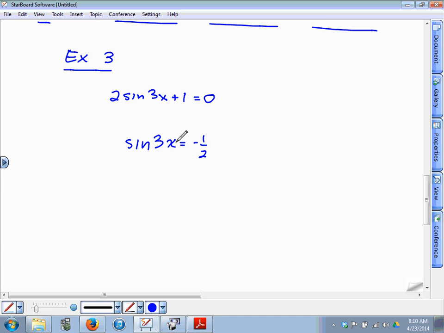The point is to solve for x, right? There's a couple of things here to get rid of. We need to get rid of sine eventually. We'd have to get rid of 3 after that. So what's a way to get rid of the sine? We can do inverse sine. So 3x is equal to the inverse sine of negative 1/2.